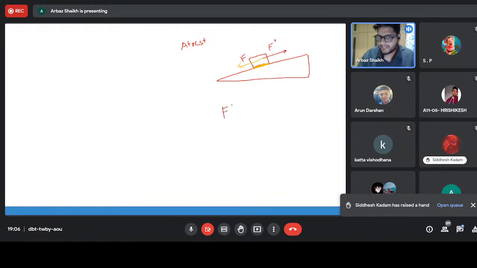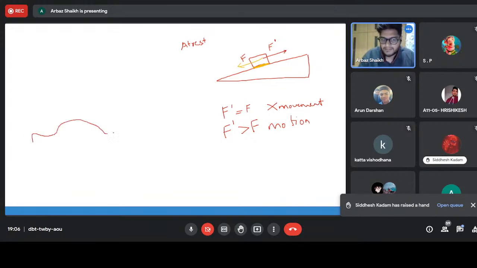So as long as F dash is equal to F, there will be no movement, correct? Is that clear to everybody? Yes, sir. Sorted. And as soon as F dash is greater than F, the box will move upwards. Correct? Yes, sir. Sorted. So the same thing happens with your car or your bike.